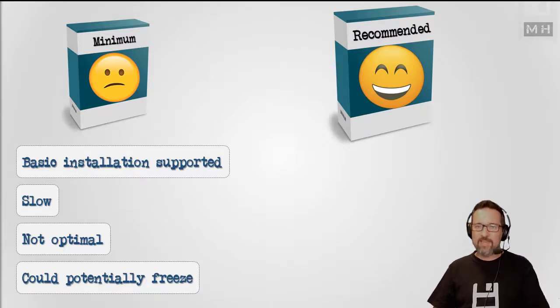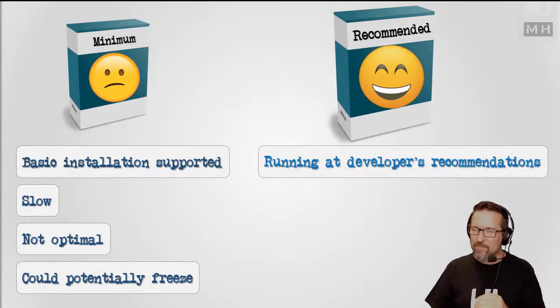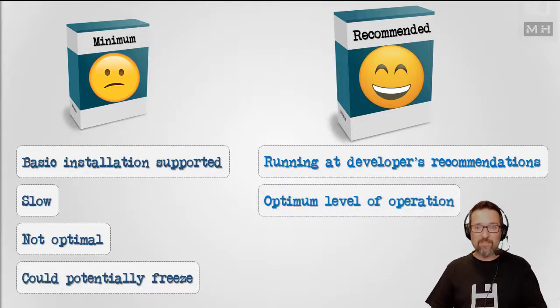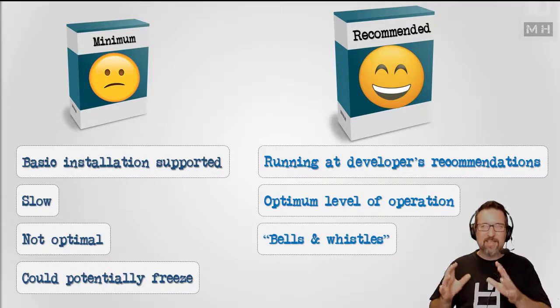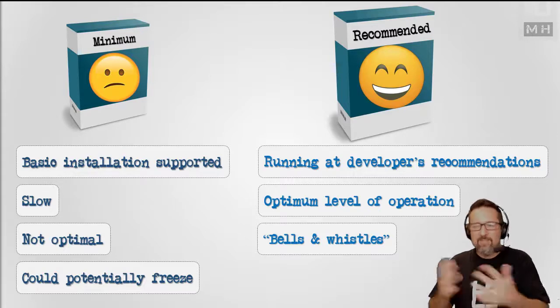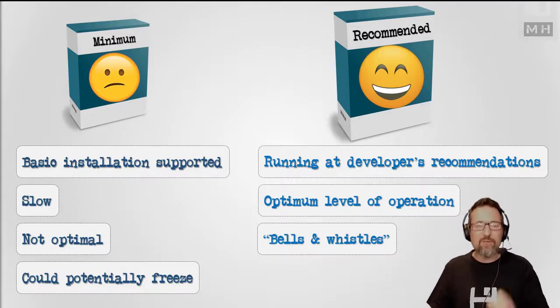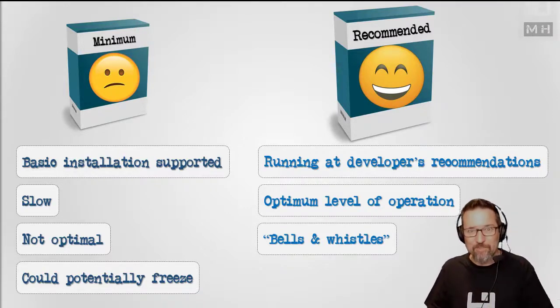What the developers will say is, here are the recommended specs for your computer. That means that if you meet the recommended setup, it's running at the developer's recommendations, because they know what the program needs to run really well. You're going to be running the software at an optimum level of operation, so everything is going to be really cool, and it has all the bells and whistles. All the extra features and the plugins that you need and the bits and pieces that you can add to the program, or just everything it can do, it will be able to do, because you have met the recommended requirements and not just the bare minimum to maybe launch the program and work with it.